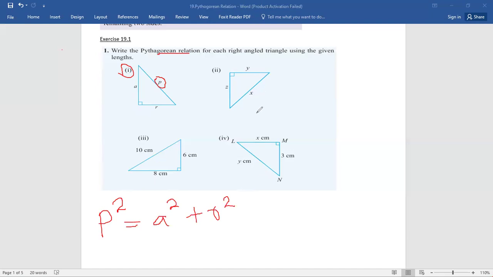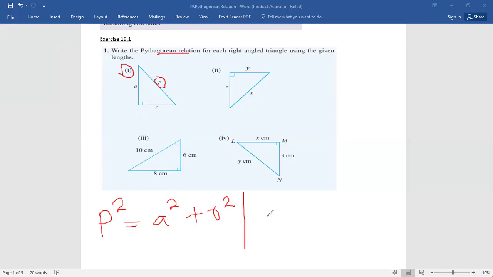So for the second one, I will do the same, right? This is our second one. What is the hypotenuse? The hypotenuse is x. X, right? Now look at the board. Look at the screen now.